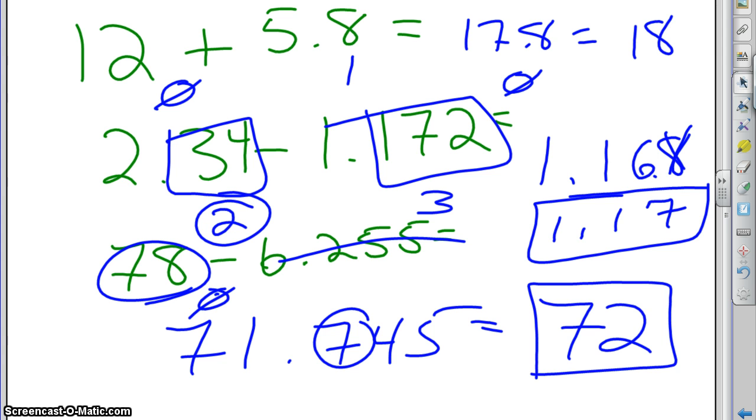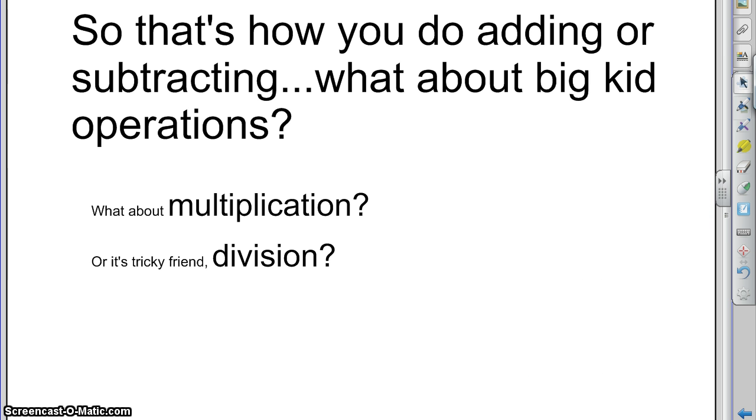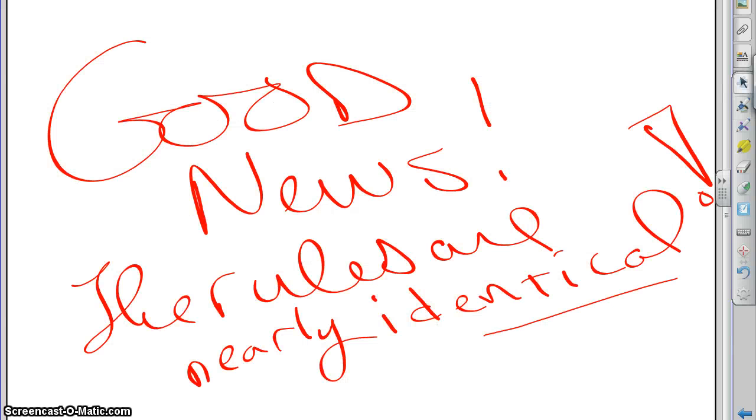So that is how you do addition or subtraction. But what about multiplication? Or its tricky friend, division. Good news, the rules are exactly the same.